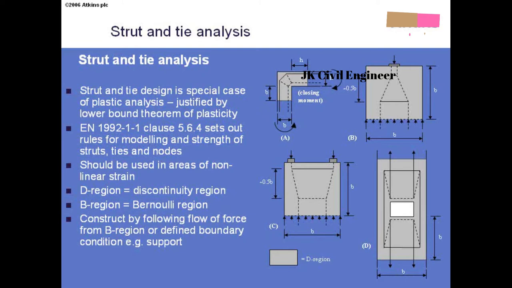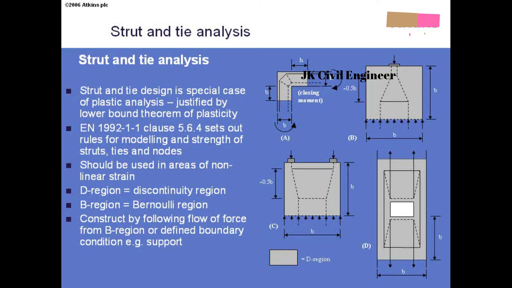The Eurocode will talk about D regions and B regions, and these are really the means by which you start idealising your structure. So by a D region, the Eurocode means a discontinuity region, D standing for discontinuity or sometimes disturbance.